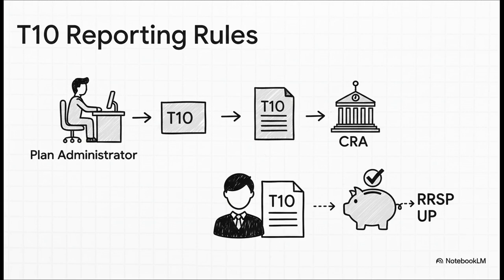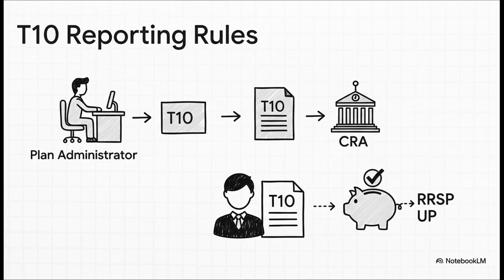The good news here is that for you, the individual, this part is pretty hands-off. The responsibility falls squarely on the plan administrator. They are the ones who have to report the PAR on a T10 return. They do this quarterly. Now, you will get a T10 slip in the mail, but, and this is important, you don't file it with your tax return. It's just for your records.